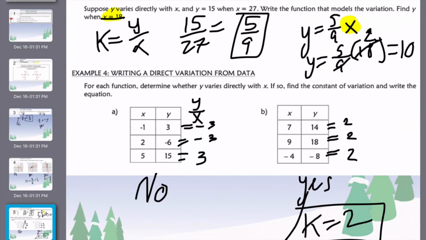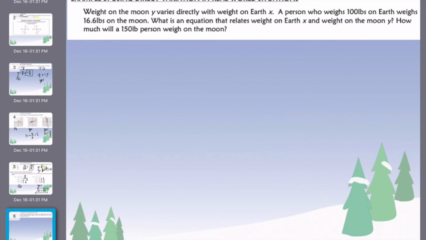Now I have one more example for us, and then that will be it for the day. Another kind of real world example here. Weight on the moon, y, varies directly with weight on Earth, x. So I know that y is the weight on the moon, and x is the weight on Earth. A person who weighs 100 pounds on Earth, so I'm going to make sure I highlight that in orange, weighs 16.6 pounds on the moon. What is an equation that relates weight on Earth, x, and weight on the moon, y? And how much will a 150-pound person weigh on the moon?